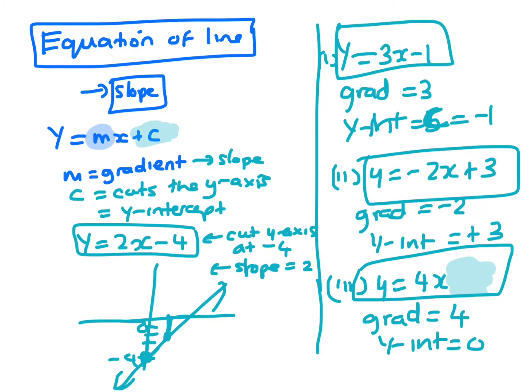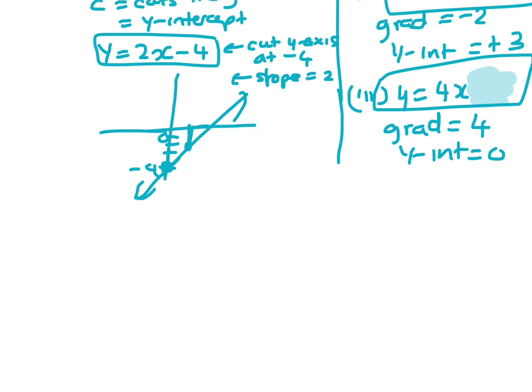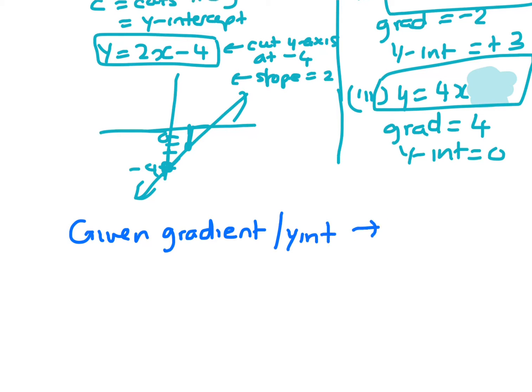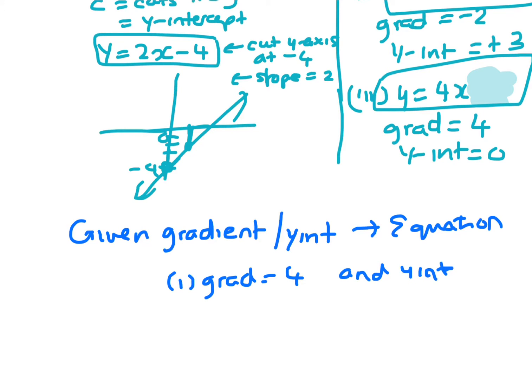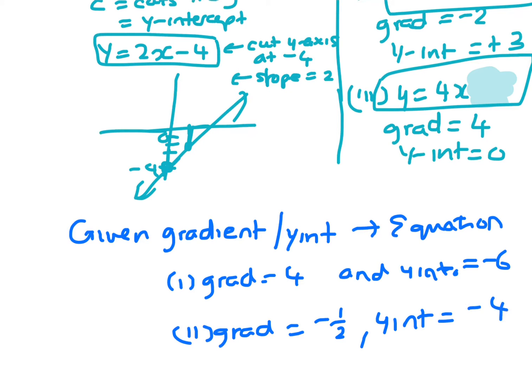What I just want to have a look at now is if you are given the gradient and the y-intercept, can you then find the equation? Okay, so let's just say the gradient was equal to 4 and the y-intercept equals minus 6. Gradient equals minus a half, and y-intercept equals minus 4.